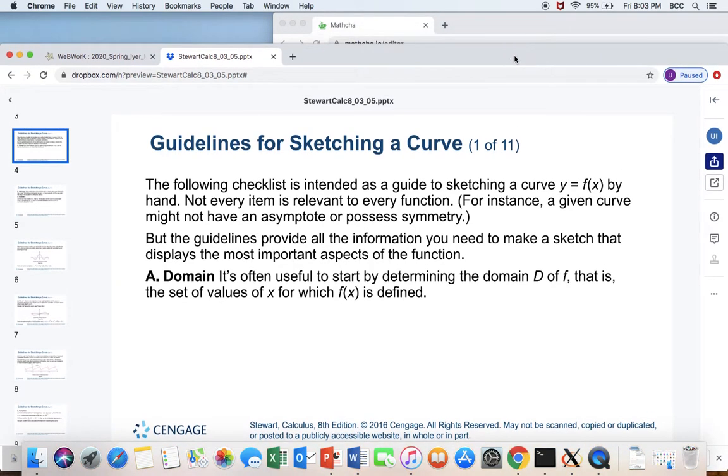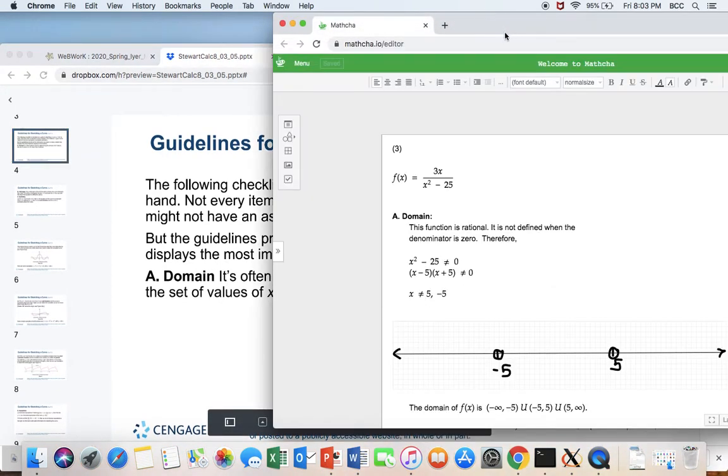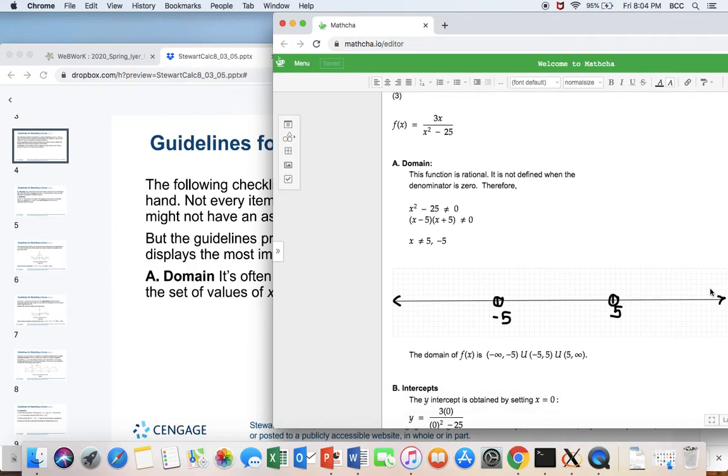All right, so the very first thing is to find the domain. This is a rational function. It is not defined when the denominator is 0. Therefore, the denominator should not be 0. When you factor it, you get (x minus 5)(x plus 5) should not be 0. That means x should not be 5 and x should not be negative 5. So in my real number line, I have negative 5 to the left, 5 to the right. I remove those points. That's why there is that circle. Open circle means the points are removed.